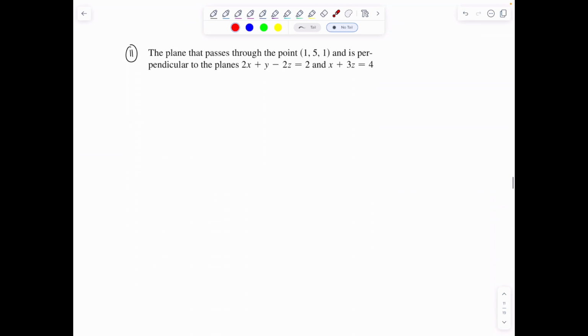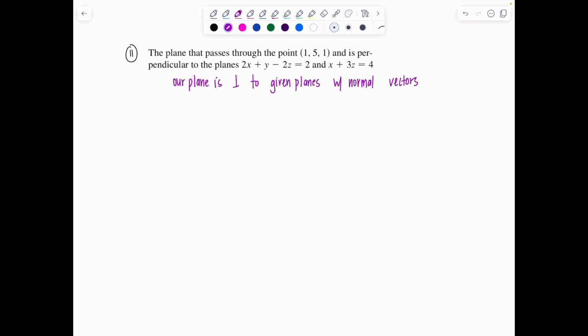Now we need the equation of the plane that passes through the point (1, 5, 1), and it's perpendicular to the planes 2x + y - 2z = 2 and x + 3z = 4. So our plane is perpendicular to the given planes with normal vectors. I'll say n1 has components 2, 1, -2, and n2 has components 1, 0, 3.